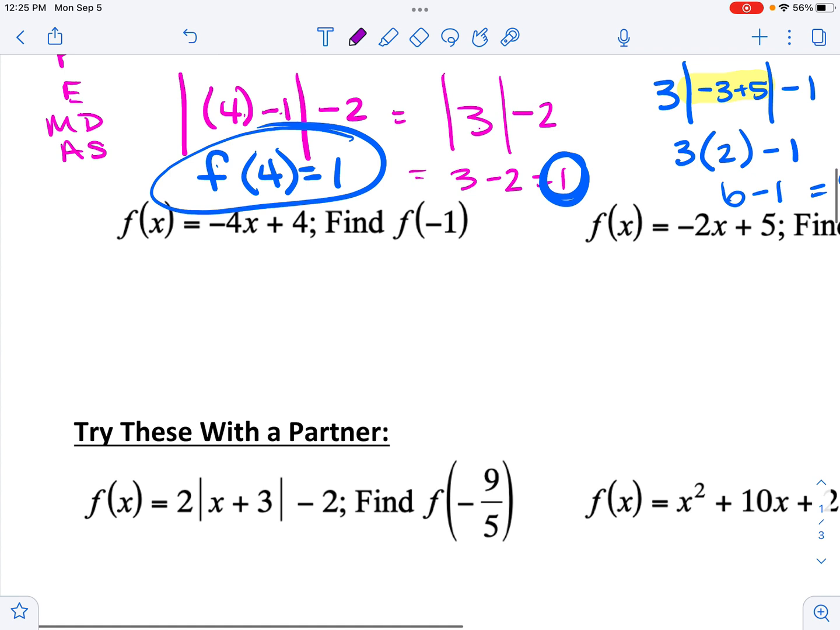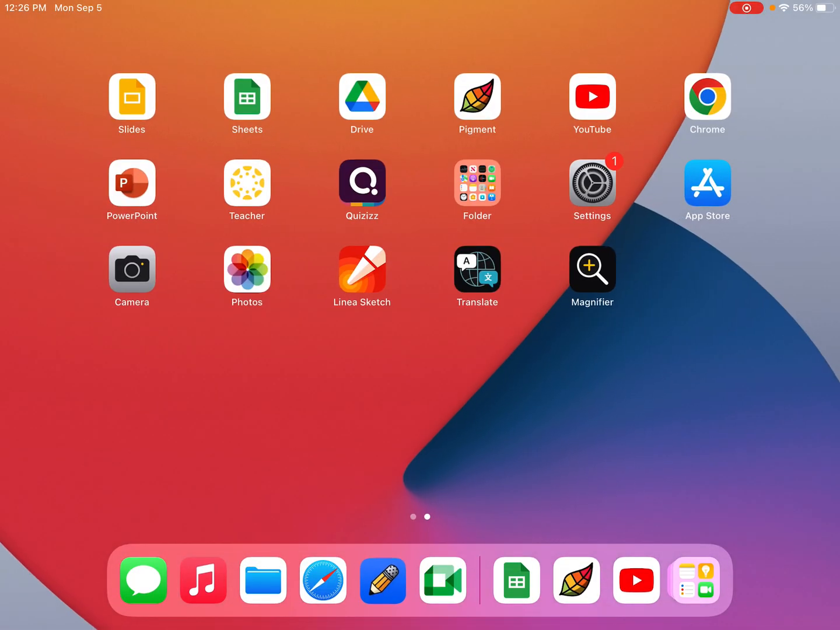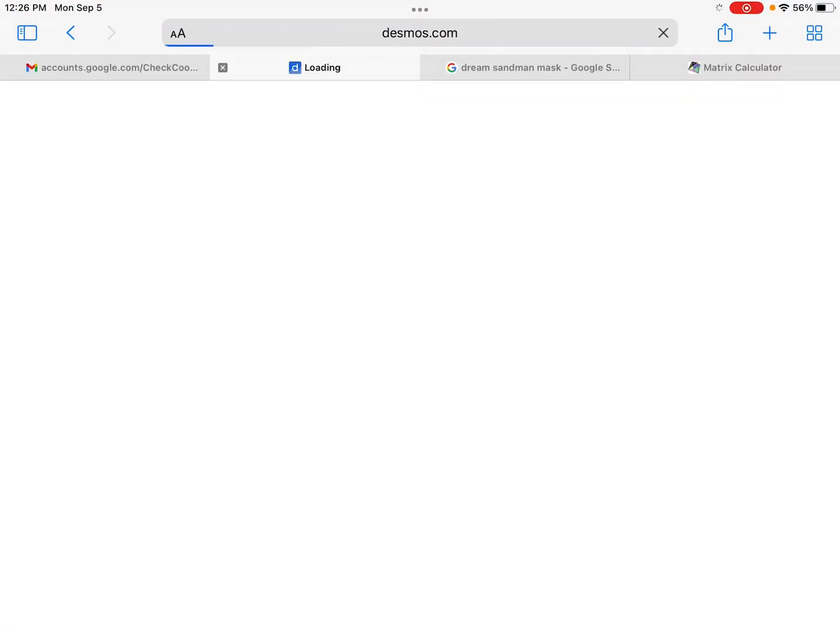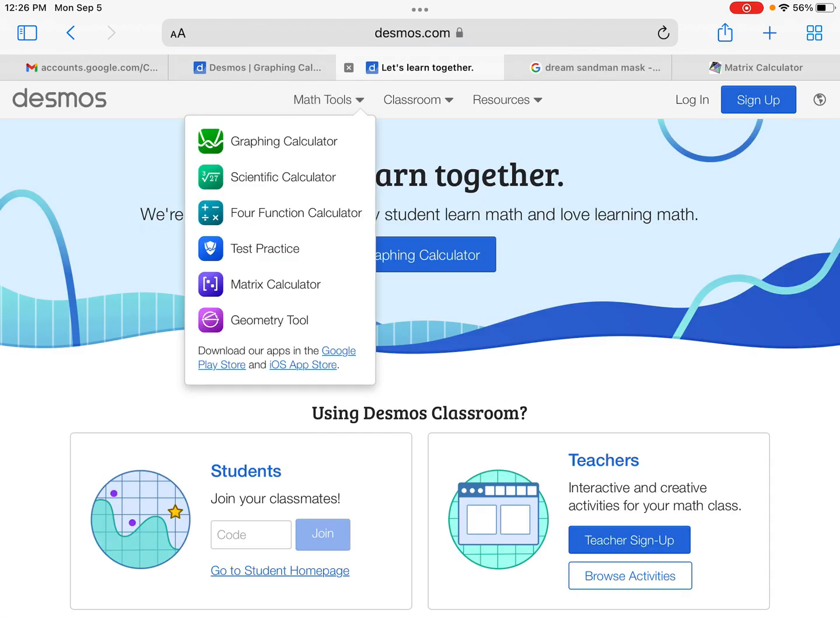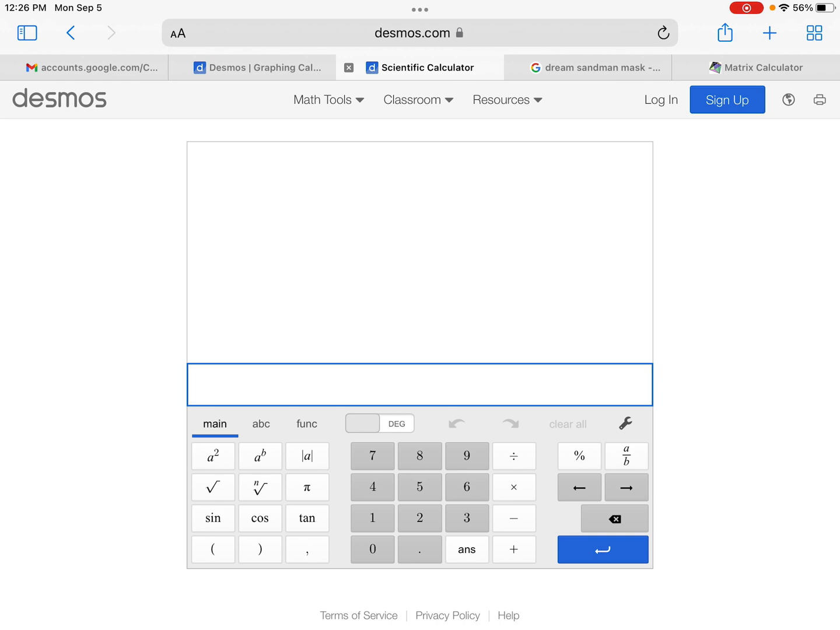So again, all I do is take my -1 and put it where my x is. -4, parentheses, -1, plus 4. And I'm going to show you how we use Desmos. If you had absolute value symbols, they are this A with the inequality sign. Okay. A with the 2 lines on either side. That's the absolute value symbol.